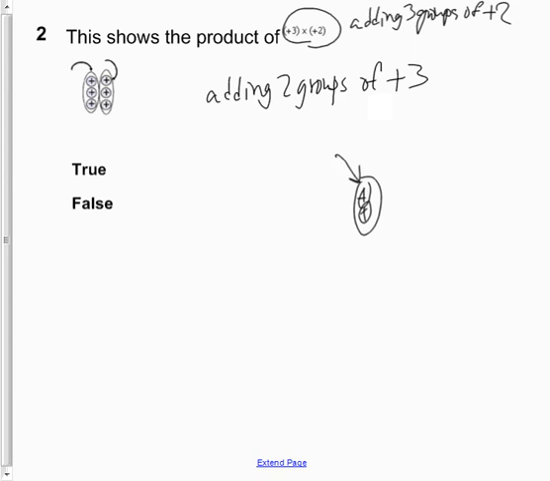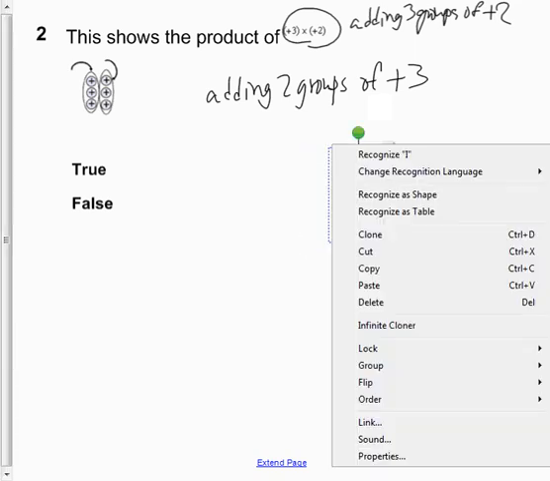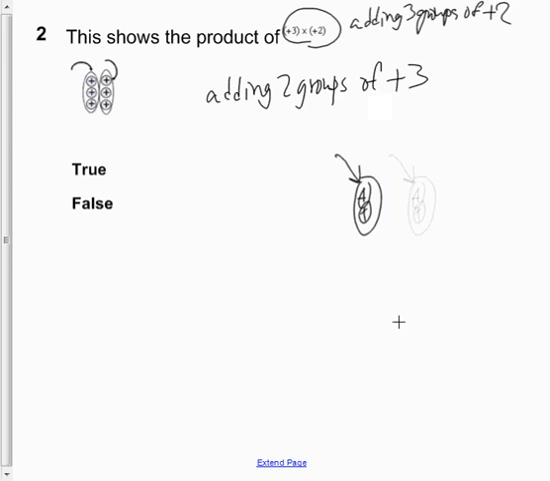Adding 1 group, and then cloning it. Adding 2 groups, adding 3 groups. They are not the same picture. So the answer is false. That does not show positive 3 times positive 2. It shows positive 2 times positive 3. Although it's the same product, it is not the same question. So most of you got that one wrong. Be careful. Modeling was a long time ago.